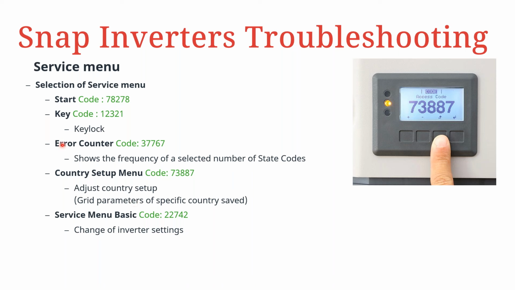Other codes include the error counter service menu code. I might have some of you looking at the codes and trying to see if you can memorize them, but that's absolutely not needed, because these codes can be decoded. So how is this done? I'm quickly going to show you.